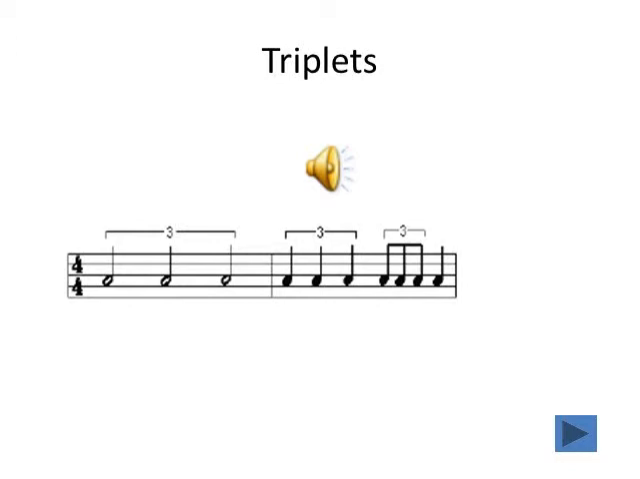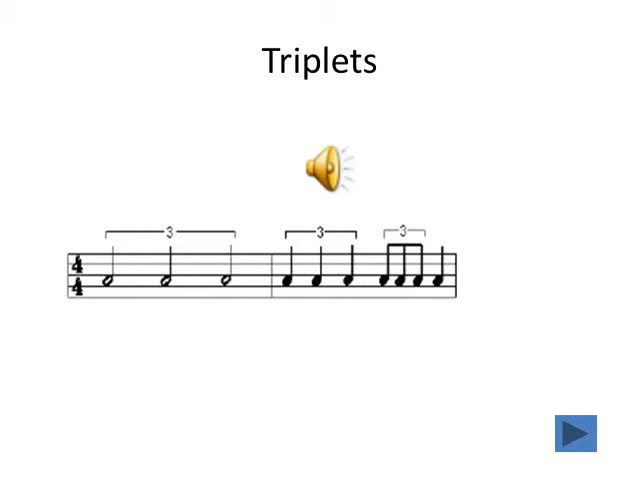Some of our scores have what we call triplets. A triplet is indicated by a line with a 3 in the middle of it that appears above a group of notes. Sometimes, if the notes are joined by a line themselves, it might just have the number above them without the extra line. A triplet indicates that the 3 notes are to be played or sung in the space of time that 2 notes of that same value would normally take up.